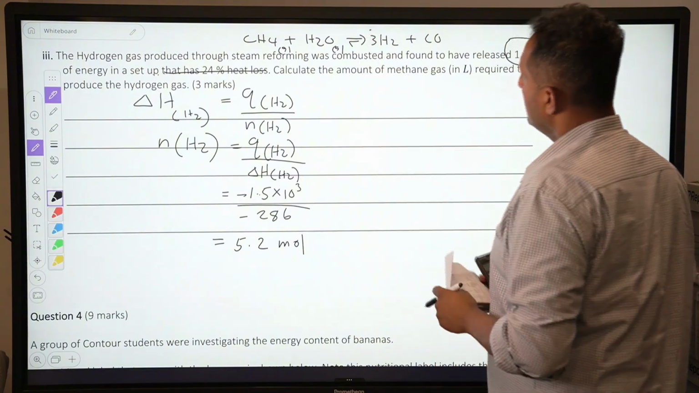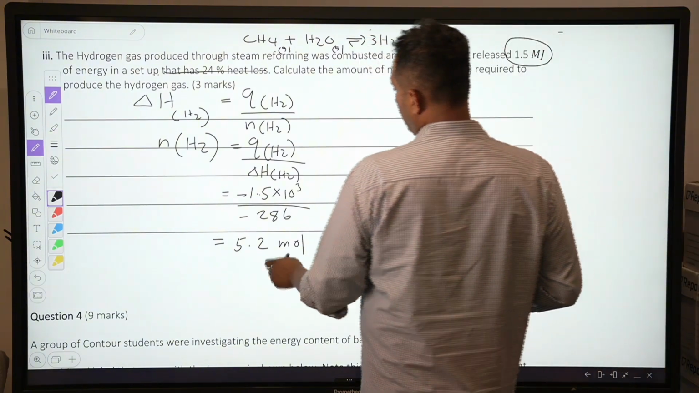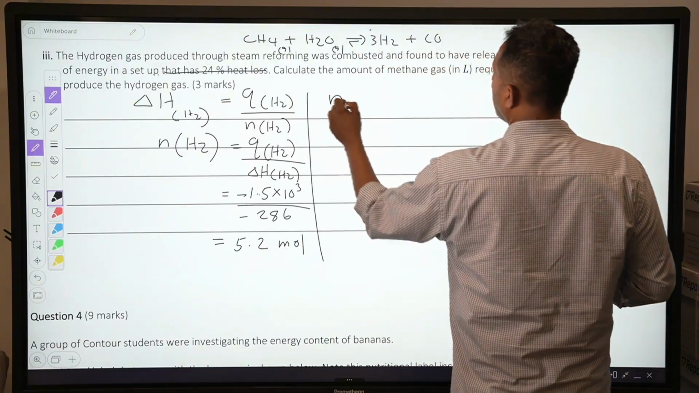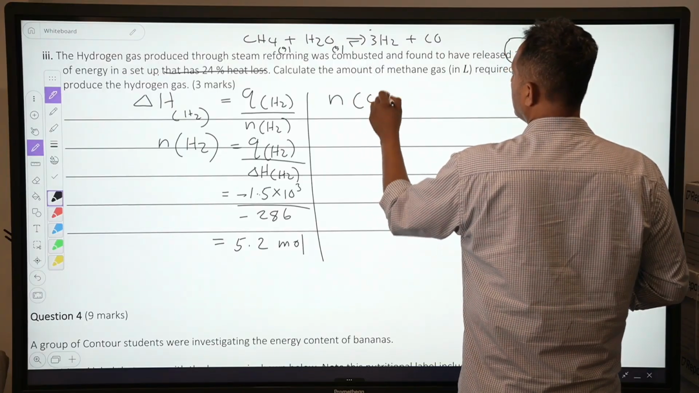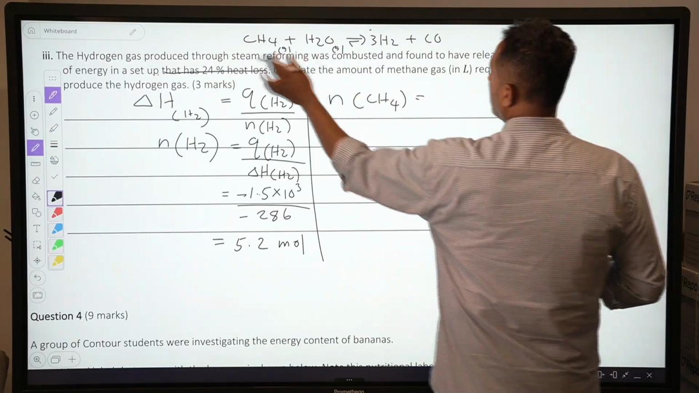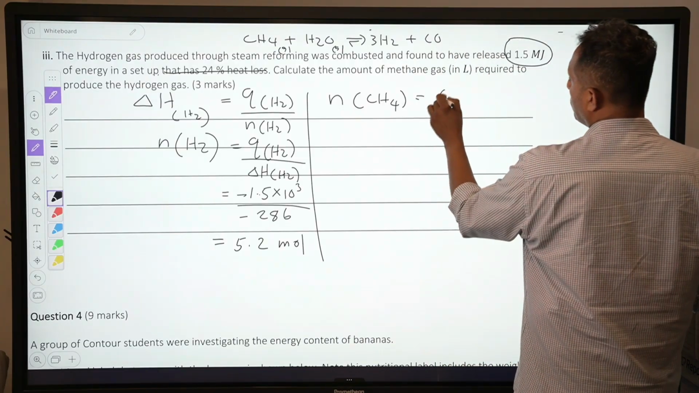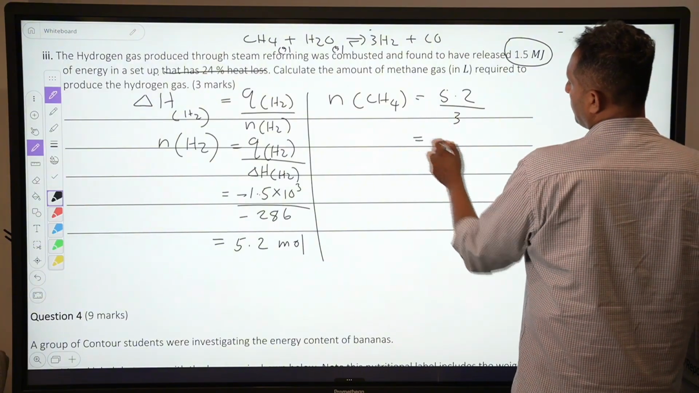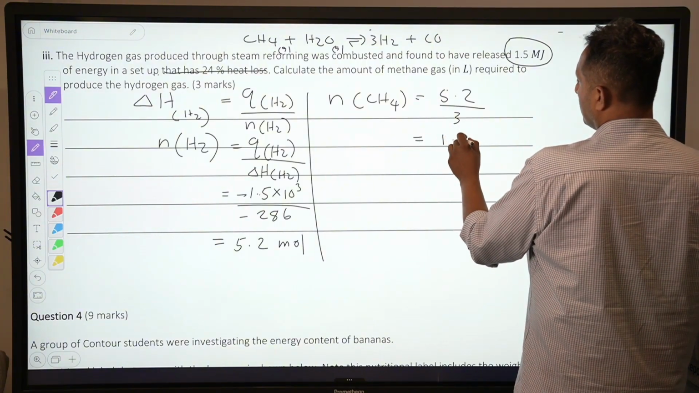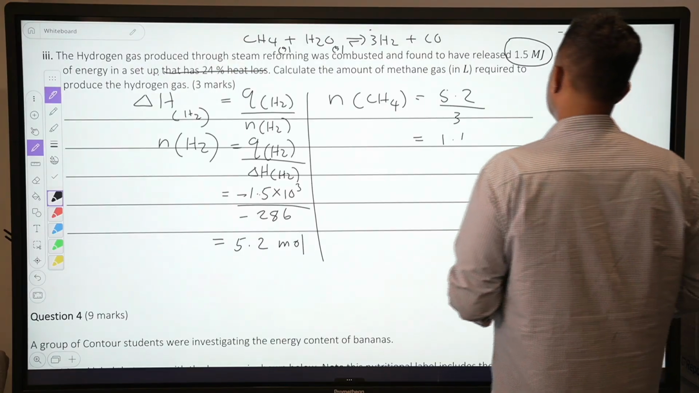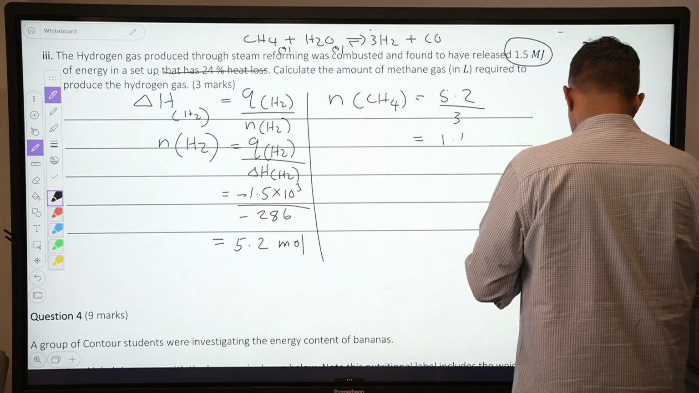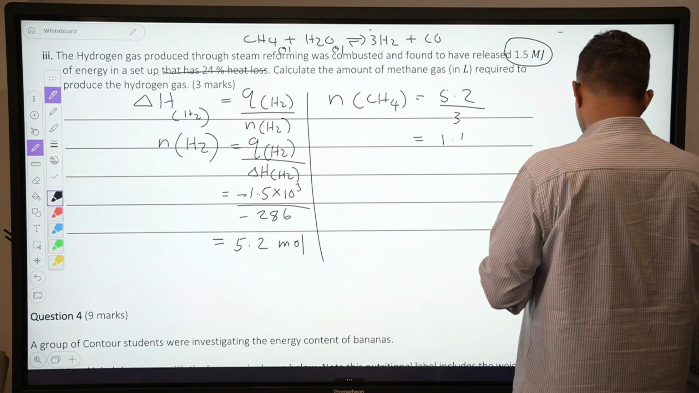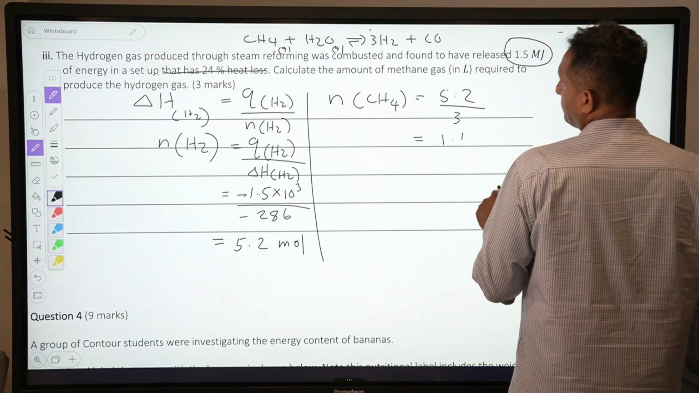Now, see the ratio. Now we have the number of moles of hydrogen. Therefore, for the number of moles of methane, what do you need to do? The ratio is 1 to 3. So 5.2 divided by 3, which is going to be 1.74.